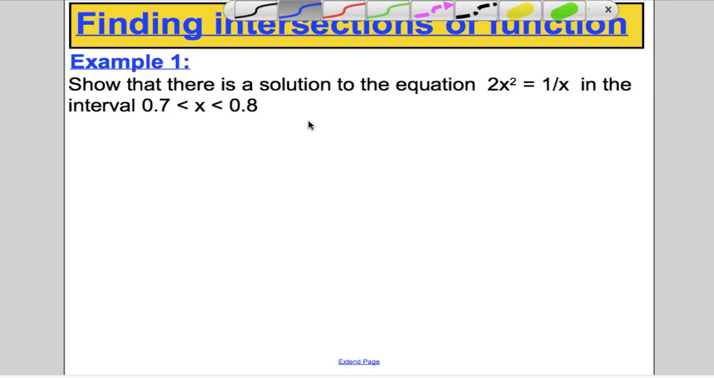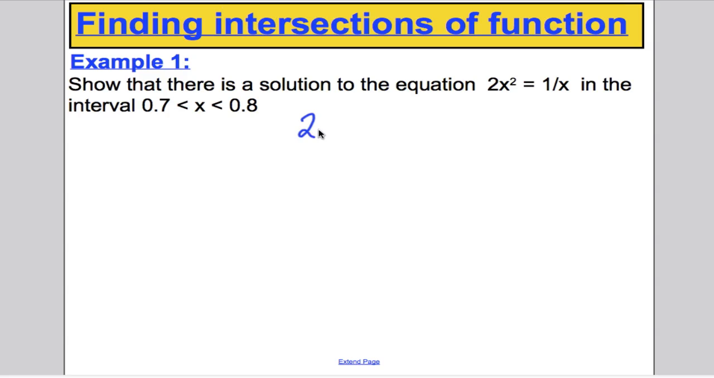Okay, first thing I would do is state what I am solving. I'm solving 2x squared equals 1 over x. I must make 0 on one side. The easiest thing to do is subtract 1 over x off both sides. So I get 2x squared subtract 1 over x is equal to 0.